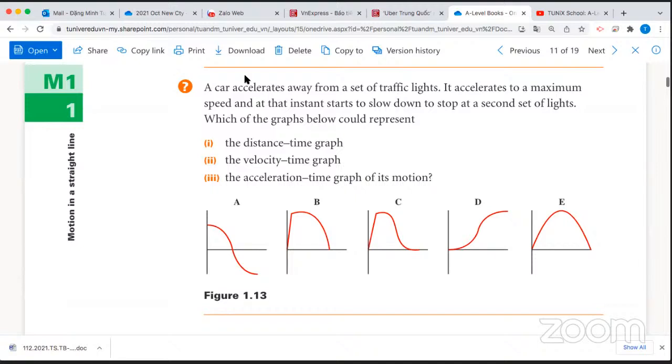Think twice, think more about this. Velocity. B, I reckon B.